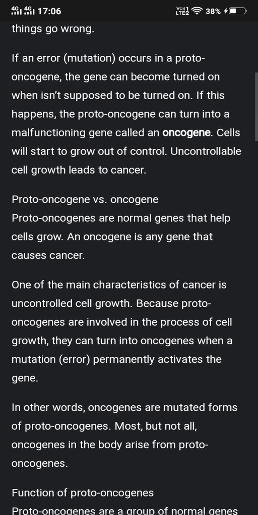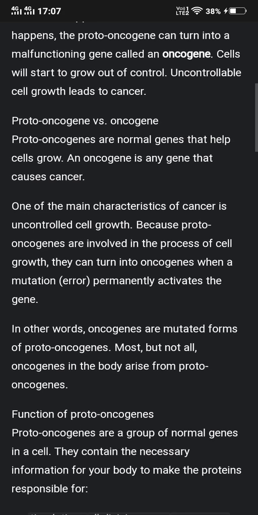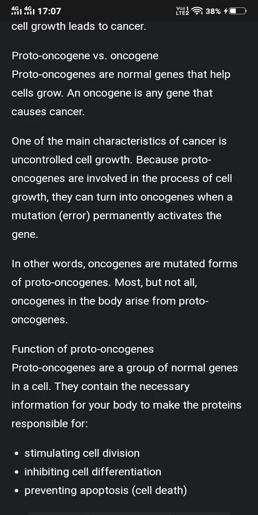Now, proto-oncogenes versus oncogenes. What is the difference? Proto-oncogenes are normal genes that help cells grow, and an oncogene is any gene that causes cancer. One of the main characteristics of cancer is uncontrolled cell growth. Because proto-oncogenes are involved in the process of cell growth, they can turn into oncogenes when a mutation permanently activates the genes. In other words, oncogenes are mutated forms of proto-oncogenes. Most, but not all, oncogenes in the body arise from proto-oncogenes.